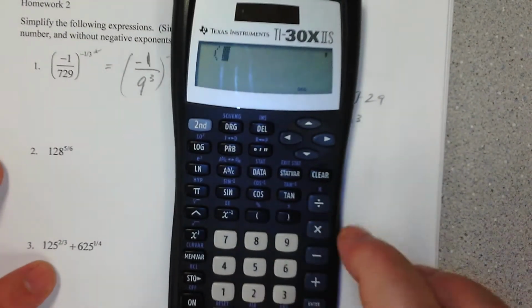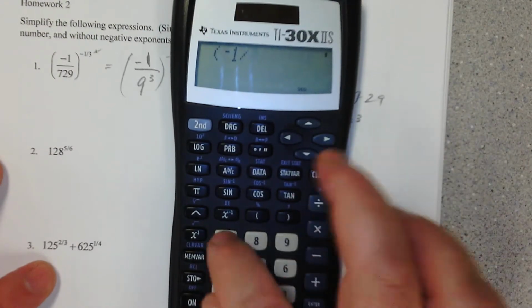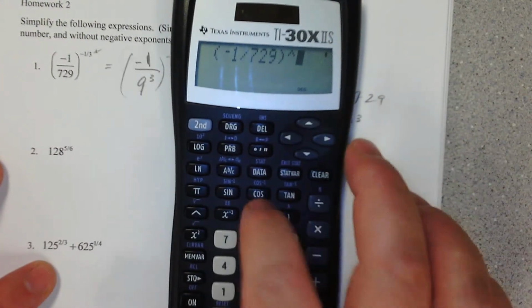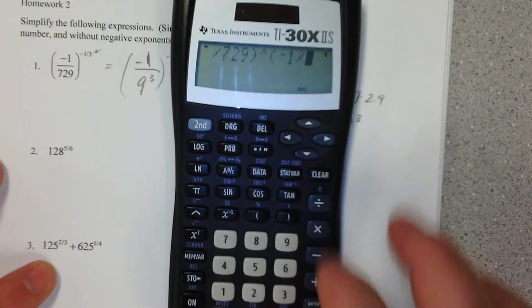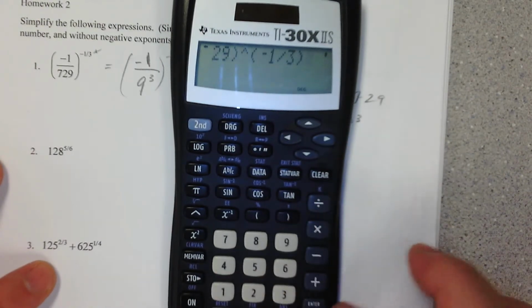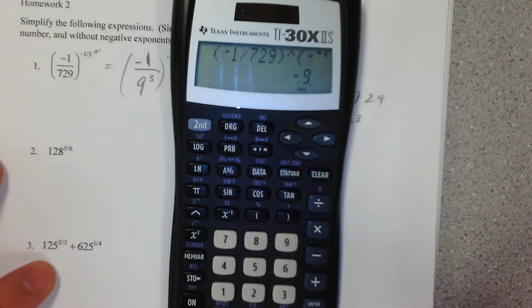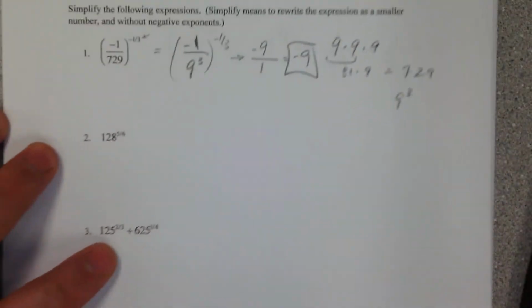So let's see here. Let's do some parentheses. Negative 1 divided by 729 to the power of parentheses 1 divided by 3. Look at that. Man, that is some hotness.